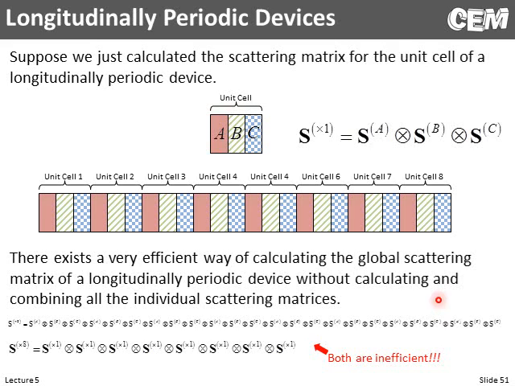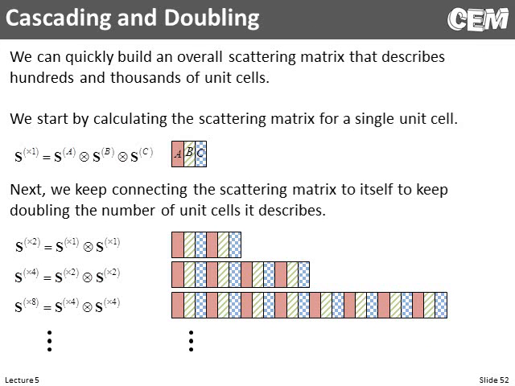One thing that's a little bit more efficient, but still inefficient, is to take the composite scattering matrix and star product it with itself 8 different times. Well, this is 3 times faster, 3 times as efficient, and we still get this overall scattering matrix. But it turns out there's a better way to do this. And we'll call it cascading and doubling.